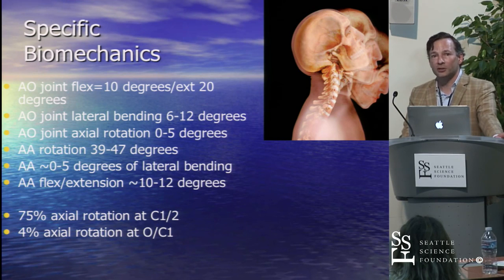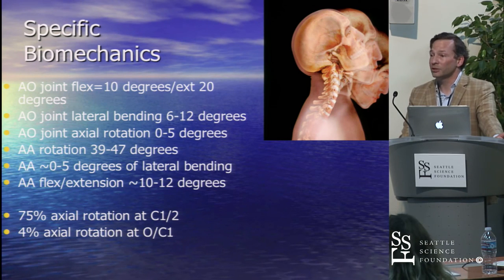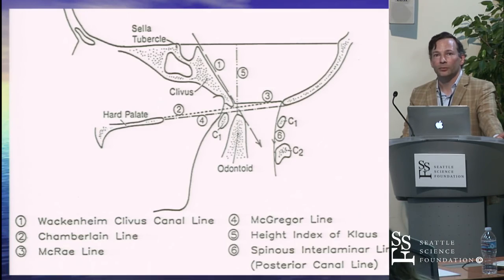You'll see, starting at the top, that occipital joint flexion is about 10 degrees, extension is about 20 degrees. Lateral bending of the AO joint is anywhere from 6 to 12 degrees. Rotation of the AO joint is 0 to 5 degrees, depending on how you measure that. Rotation of the atlantoaxial joint is around 45 degrees as a mean. And atlantoaxial flexion and extension are about 10 to 12 degrees.